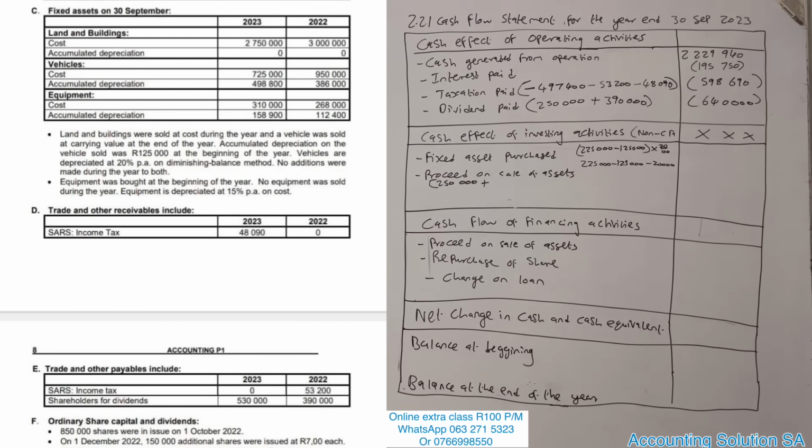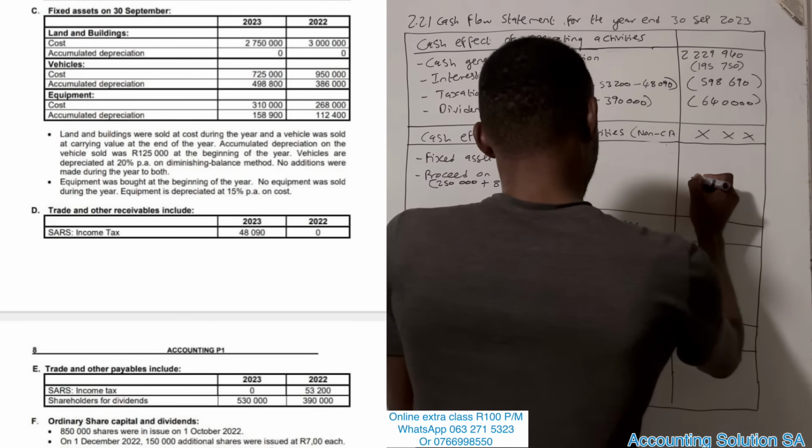Okay, that's how we do it. Very simple. We are looking for carrying value because it was sold at carrying value. Okay, and it will give us 330,000.